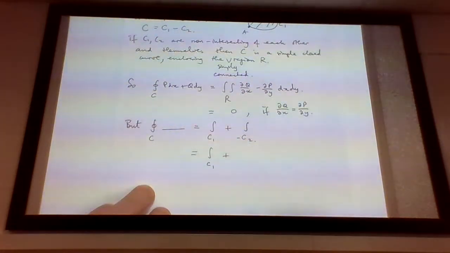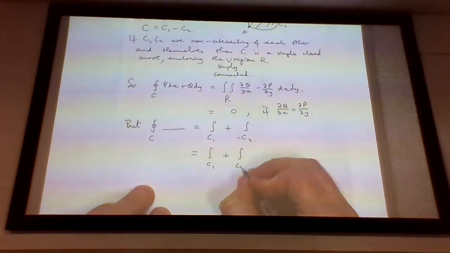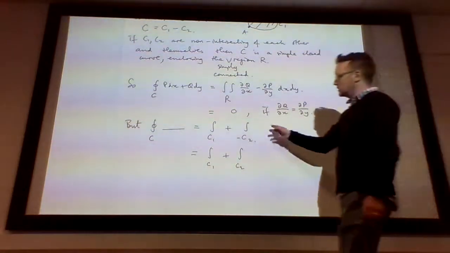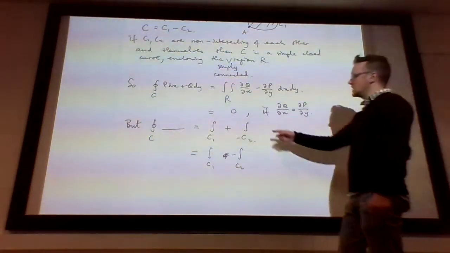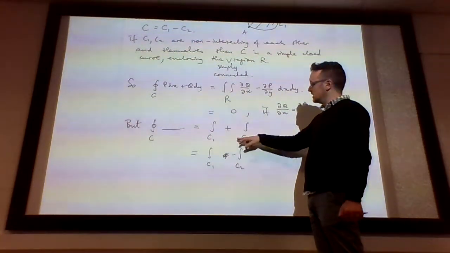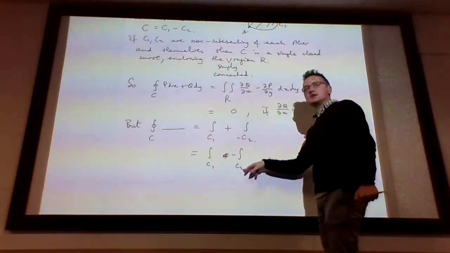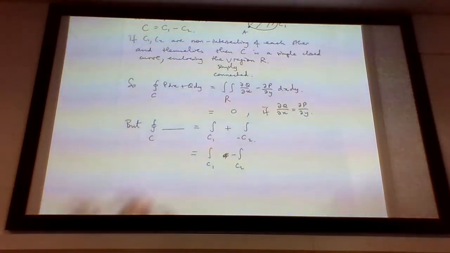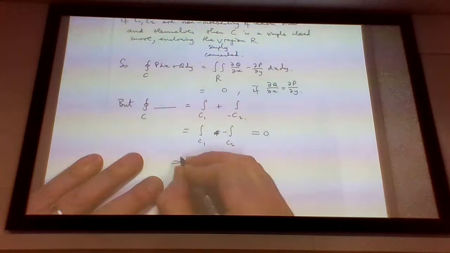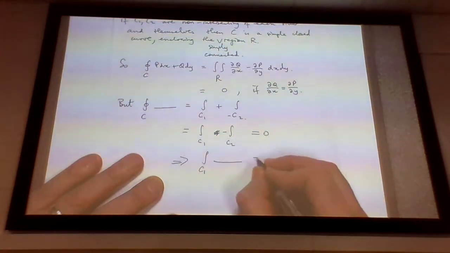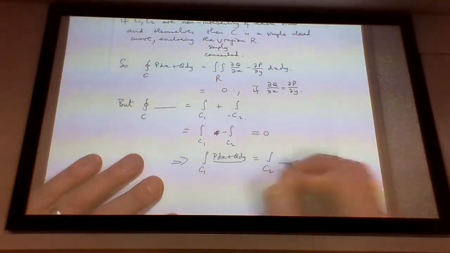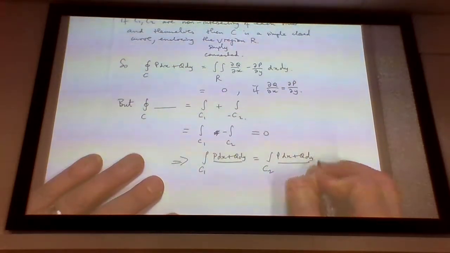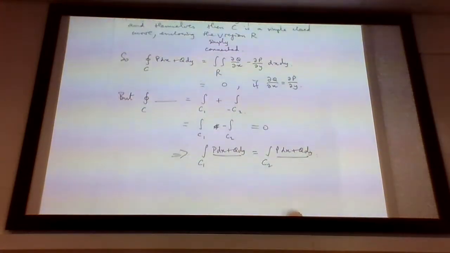But remember, a property of integration is if you change the direction of the curve, so instead of going along minus C2, go along the curve C2 with its original direction, then you change the sign of the integral. So adding the integral along minus C2 is the same as subtracting the integral along C2. And so if these are both equal to 0, this implies that the integral along C1 equals the integral along C2. So this is our p dx plus q dy. So it's a consequence of Green's theorem.